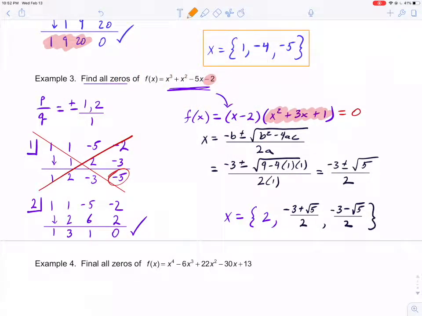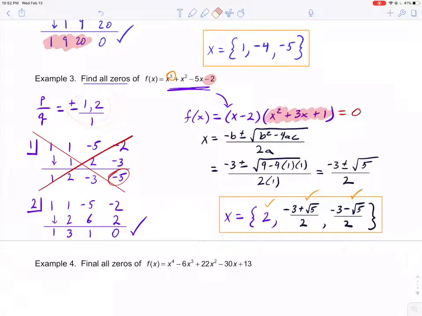I know I went with multiple colors there, but 2 is our first root, and then these other two are irrational. So you'll notice that our function was originally a cubic function. We got 3 answers, right? 1, 2, 3. But only one of them was in our list that we created at the beginning.